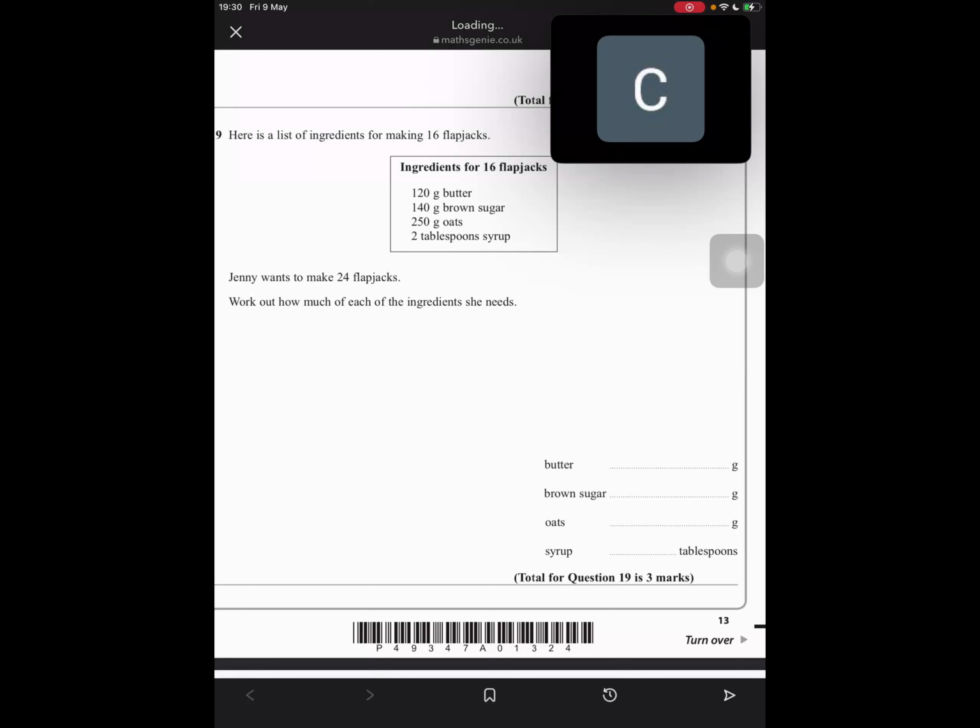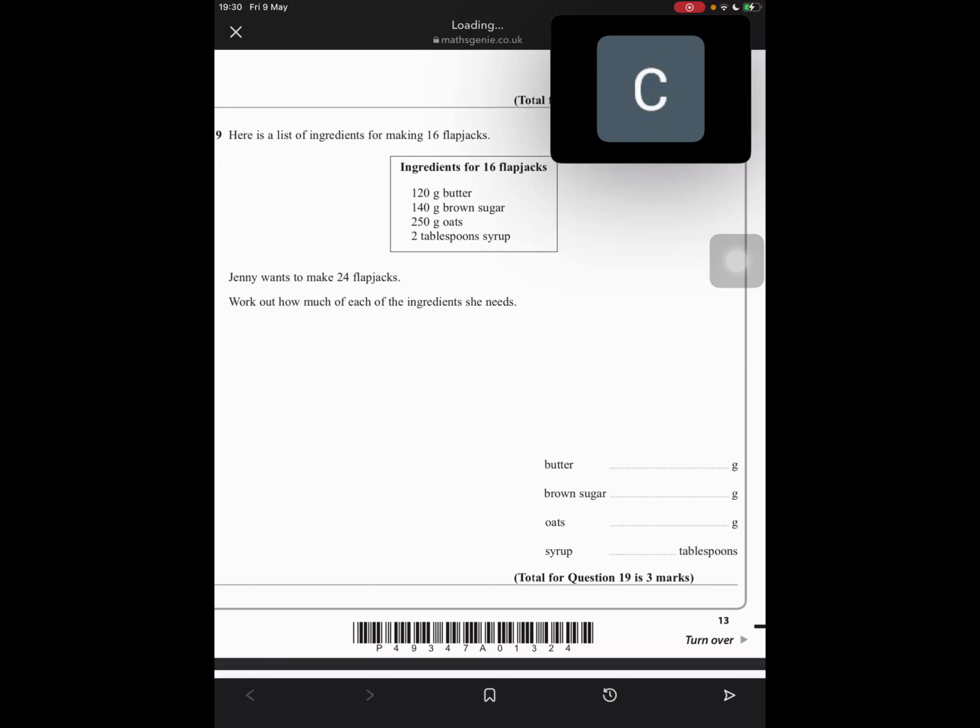This is what we're going to do, right? 16 flapjacks. Let's try and see if we can see 16 in 24. Let's look at it critically. Did you observe that 24 is 16 plus 8? Yes.